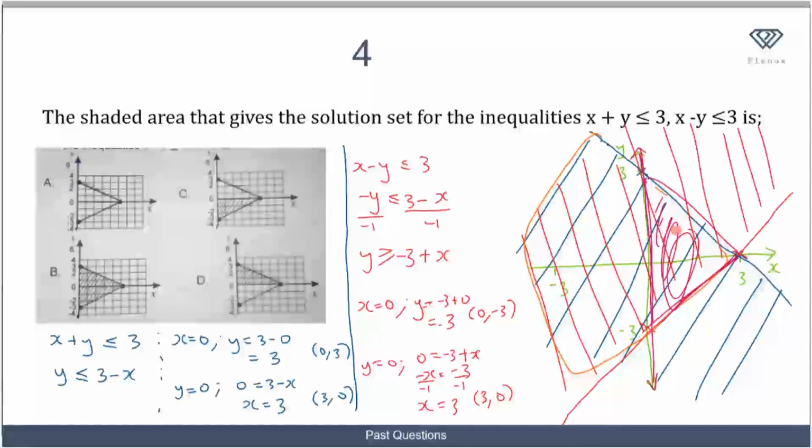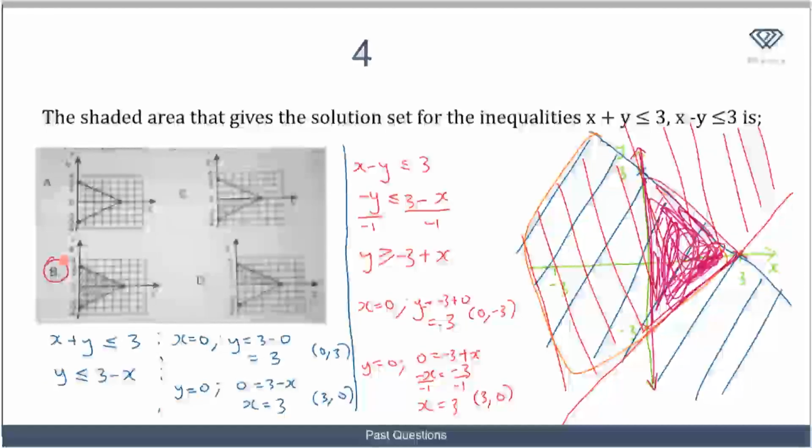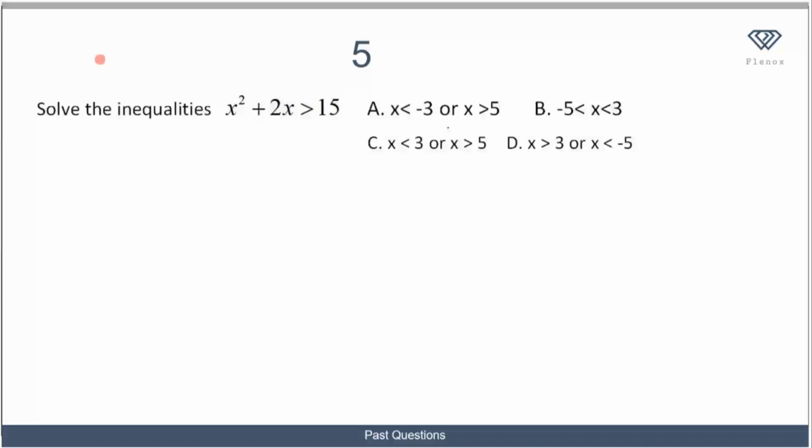So the region of the set of solution will be the region that is inside this section over here that I'm shading. So the answer to this question will be the option in which this area here is shaded, and the place in which that internal part is shaded is what? Is option B. So the answer to this question is option B. So here is the next question.